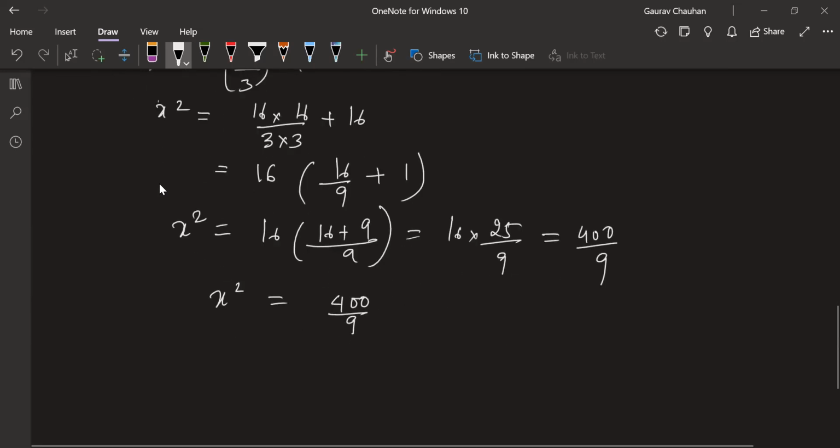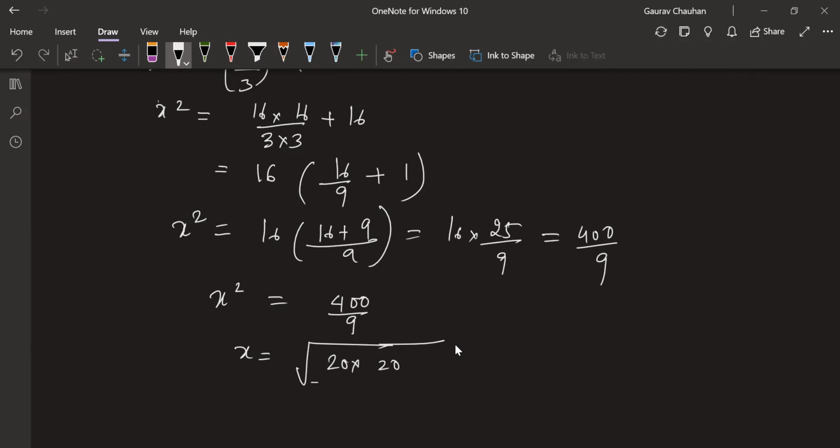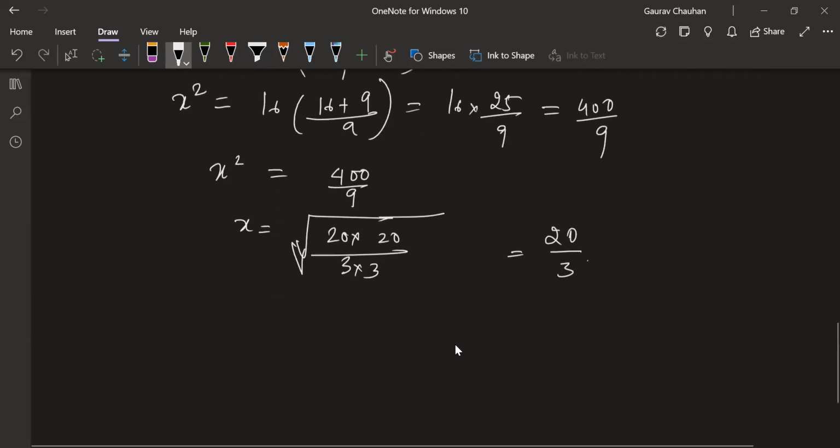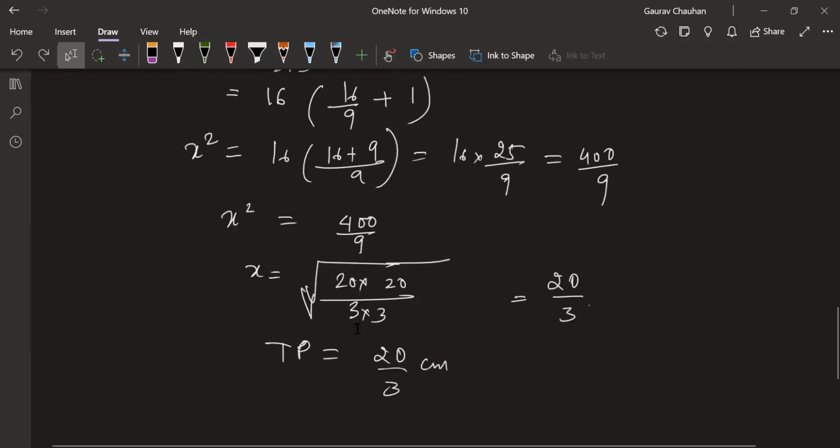Now I've got to take the root on both sides. So x is equal to, if you take the positive root because it's distance at the end of the day, root over 400. We could have factorized it here only instead of going all the way and multiplying. But nonetheless, 400 is actually 20 square. This is 3 square, so you get 20 by 3. So TP is equal to 20 by 3 centimeters. You can change it to decimal if you're interested. This is also completely fine.